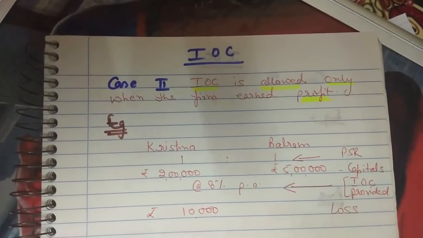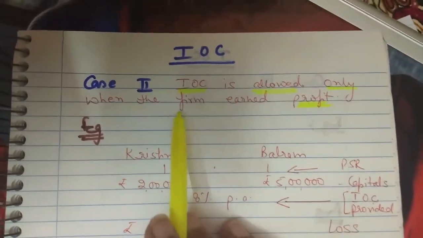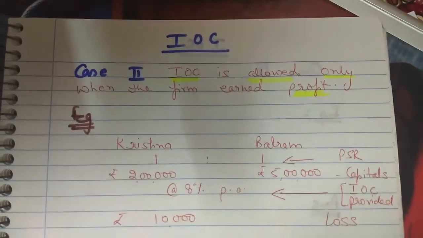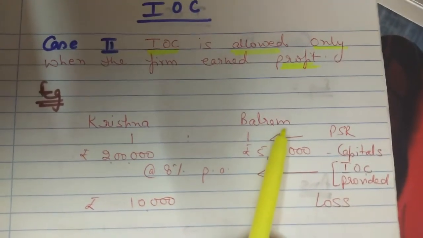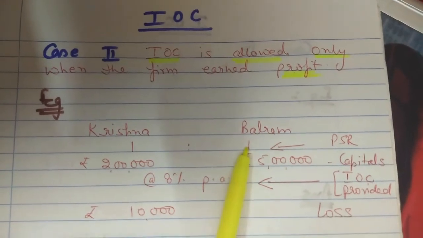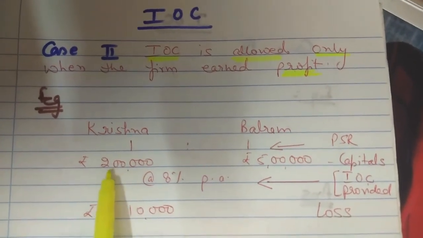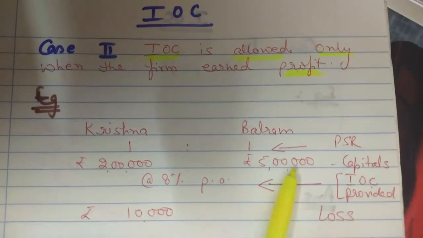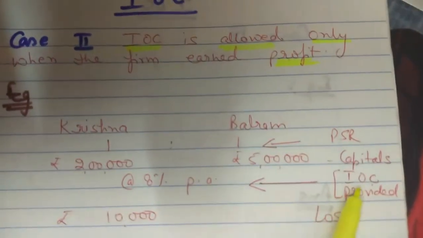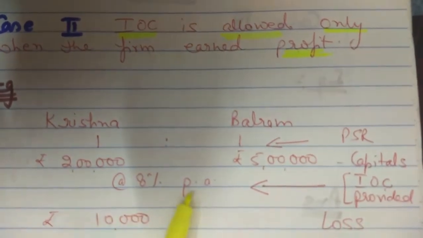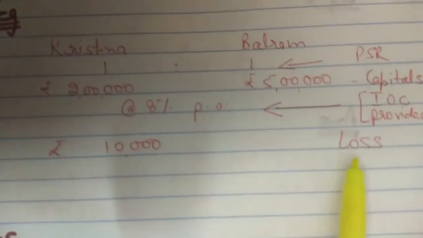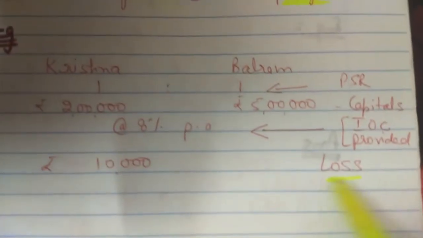Now let's start with case 2. Case 2 is IOC is allowed only when the firm earned profit. Say for example, two partners are there, Krishna and Balram. 1:1 is their profit sharing ratio. Their capitals are 2 lakh and 5 lakh, right? And the IOC which is provided is at the rate 8% per annum. And the loss in the firm is rupees 10,000.